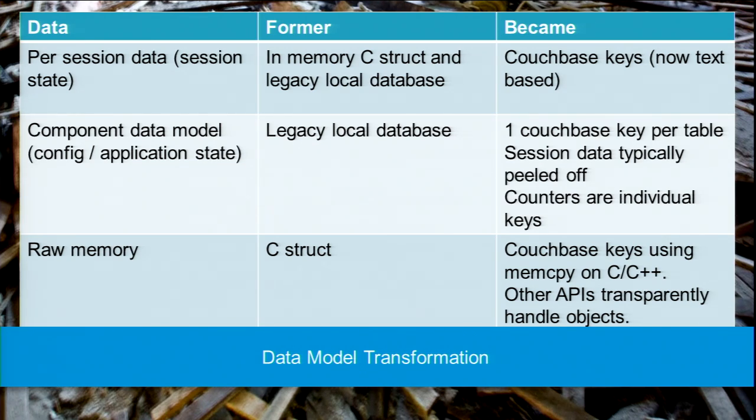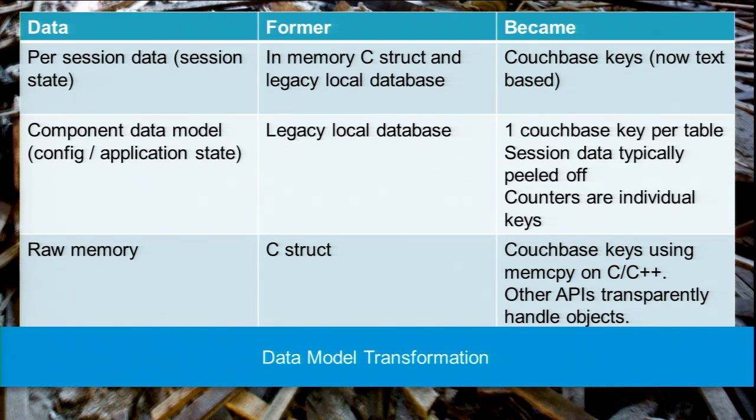Our component data models, which held our application configuration and our application state, were in the local database. Those were changed to be basically one Couchbase key per table. The session data we peeled off into a key per session ID, and then counters. We had a lot of counters in our data model that we stored as individual keys because Couchbase has this nifty feature where you can just tell a key to increment or decrement, and so having counters as separate keys enabled us to do this.